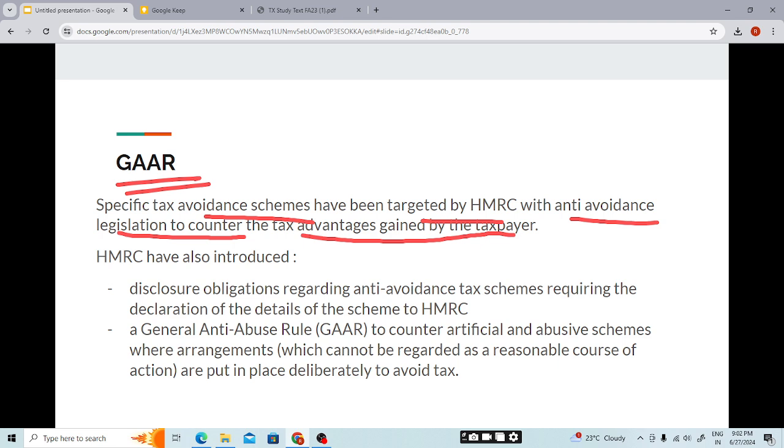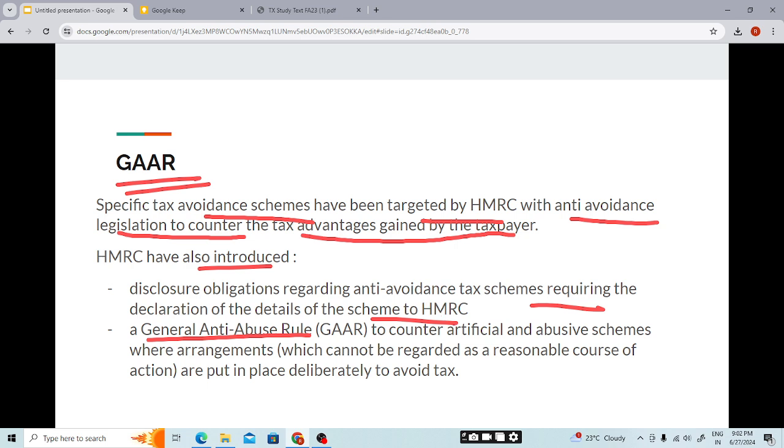But those tax schemes were very aggressive, and they were against the HMRC law, mostly loopholes, so that HMRC used to have a great loss in its revenue. So in that case, HMRC introduced the GAAR, that is the General Anti-Abuse Rules, and a disclosure obligation regarding anti-avoidance tax schemes, requiring the declaration of the details of the schemes to HMRC.